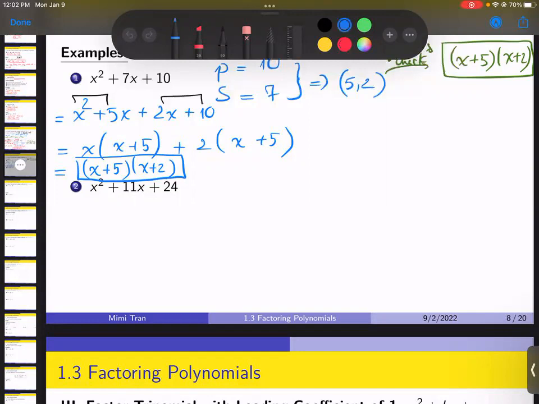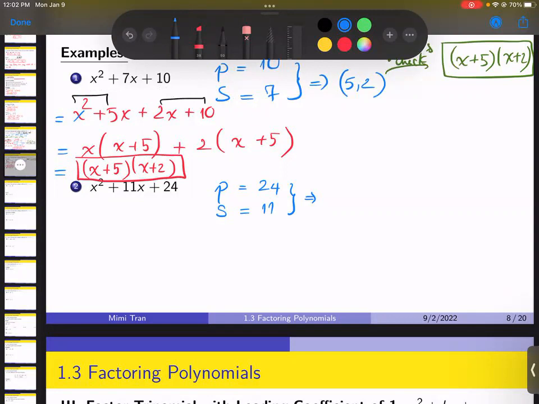First, I want to find the product. That is 24, right? 1 times 24 is 24. And then the sum is 11. Can someone come up with such two numbers? Two numbers you multiply give you 24 and add to 11.